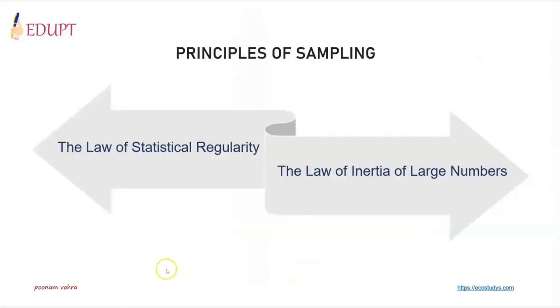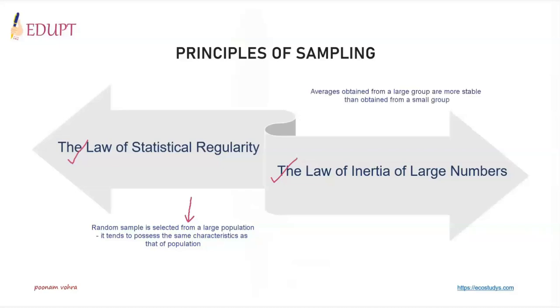In order to make a sample, one must be aware of the principles of sampling. There are two most important principles on which the theory of sampling is based. The first one is the law of statistical regularity, and the second one is the law of inertia of large numbers. According to the law of statistical regularity, if a random sample of adequate size is selected from a large population, then it tends to possess the same characteristics as those of the population.